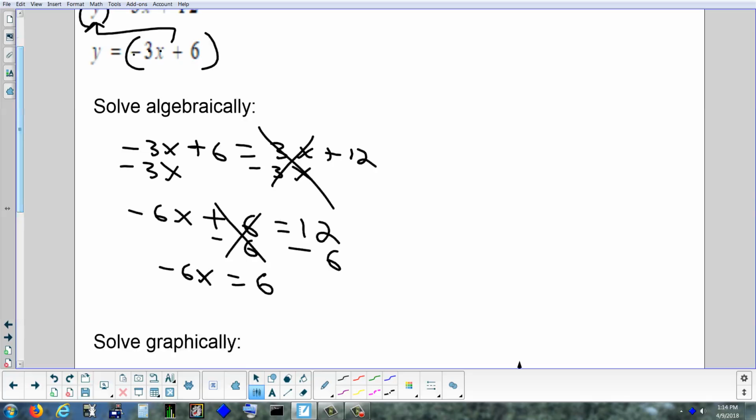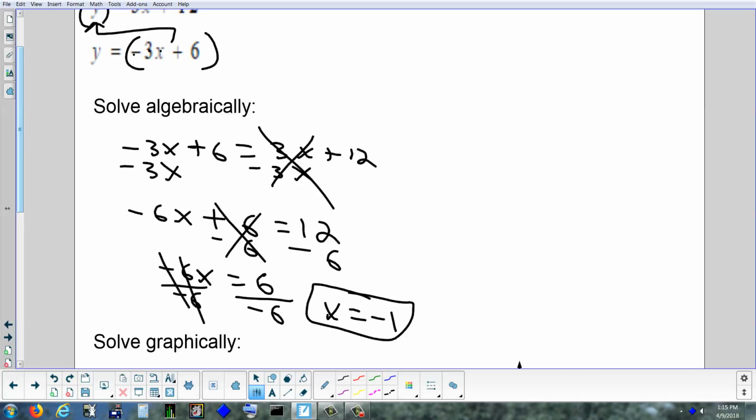So we're all done with subtraction. We want to divide. And what are we dividing by? Negative 6. Negative 6 divided by -6 is -1. So we get x equals -1.